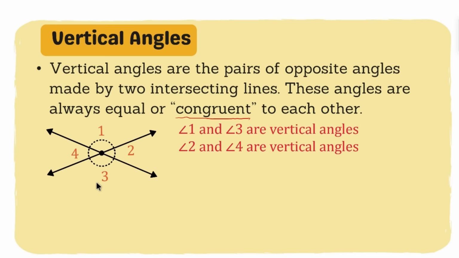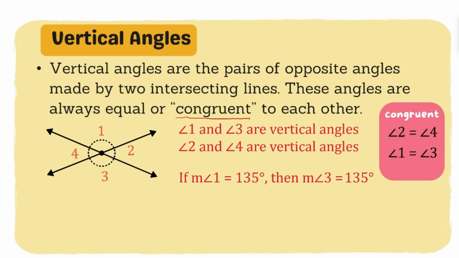Okay, opposite. Now, if the measurement of angle 1 is 135 degrees, ano naman ang measurement ni angle 3? Okay, yes, it's also 135 degrees. Bakit? Because they are now what we call congruent angles. Angle 2 is equal to angle 4. And angle 1 is equal to angle 3. Or in short, angle 2 is congruent to angle 4. Angle 1 is congruent to angle 3.